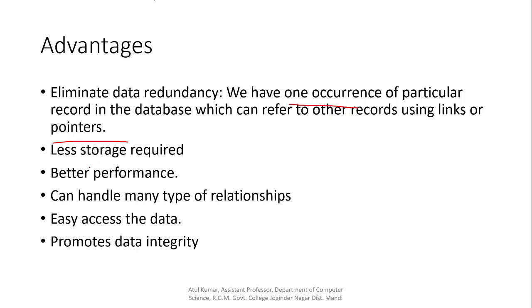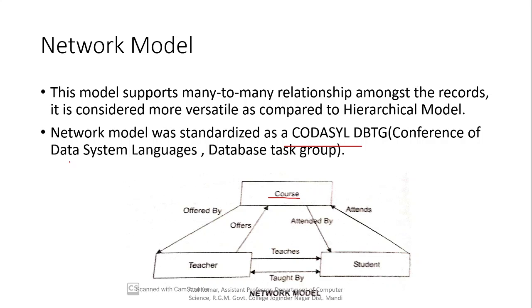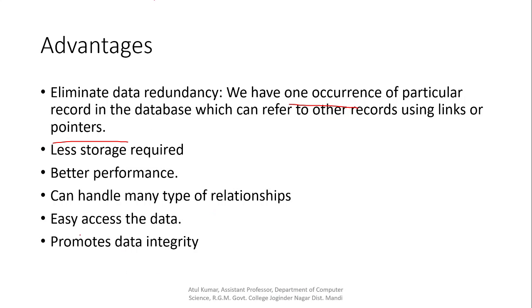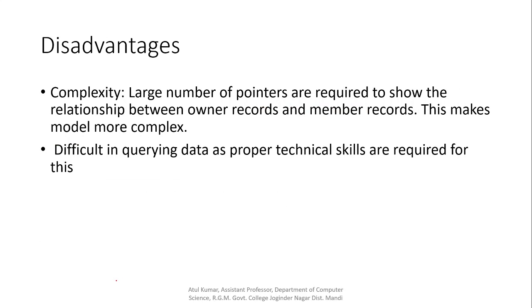Also, this model requires less storage, and it performs better as compared to the hierarchical model. It also handles many kinds of relationships, as we have seen here in this diagram. There are many kinds of relationships between different kinds of records in the network model. Also, it is very easy to access data. It also promotes data integrity.